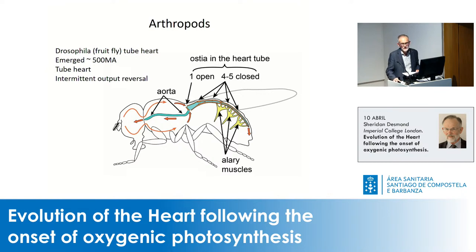And this remarkable system evolved 500 million years ago, and insects are still doing quite well on the Earth, functioning very well for their needs for the past 500 million years. I will return to Drosophila a little bit later in connection with other aspects of the evolution of the heart.